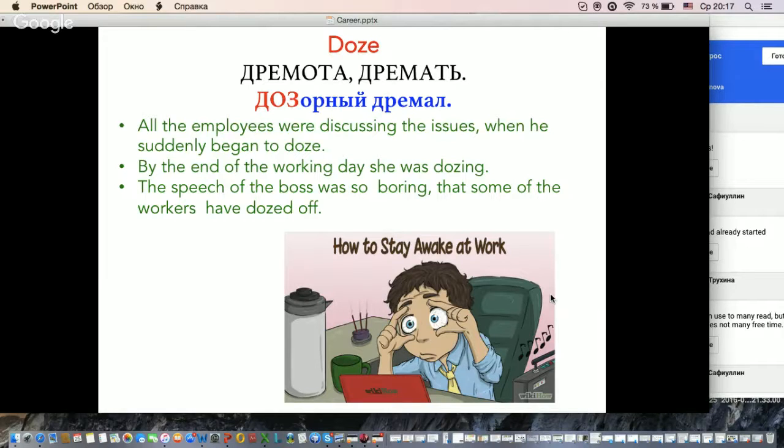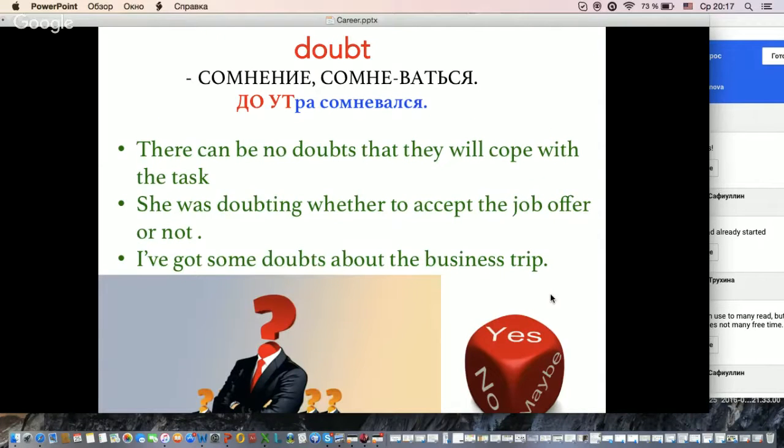To doze off — это еще один вариант, как мы можем употреблять слово doze, и это означает то, что мы в русском языке называем отключиться, вырубиться, в общем, задремать. Doze off. Doubt. Doubt means сомнение, или может использовано быть это слово в качестве глагола в значении сомневаться. До утра сомневался. There can be no doubts that they will cope with the task. Не может быть никаких сомнений, что они справятся с заданием.